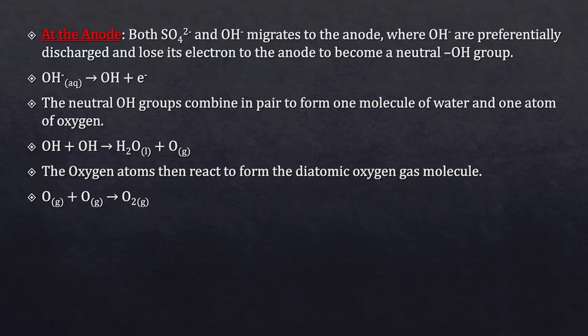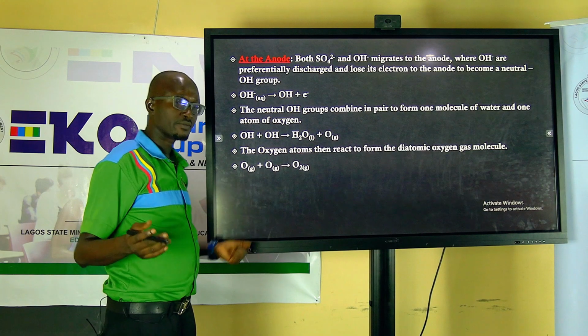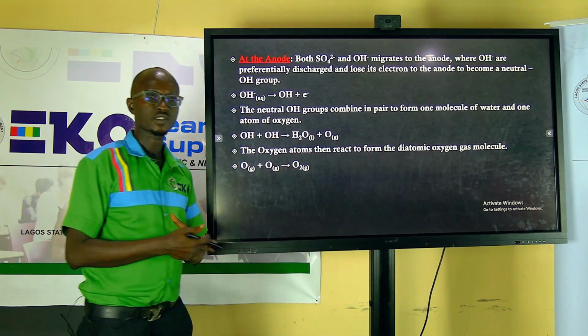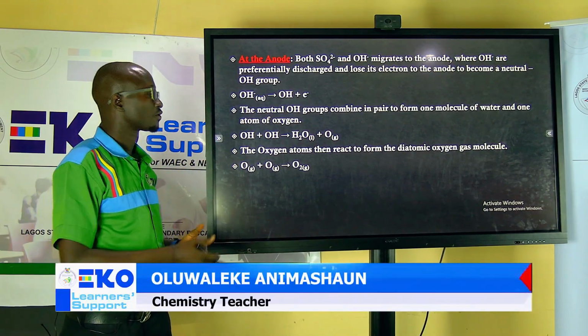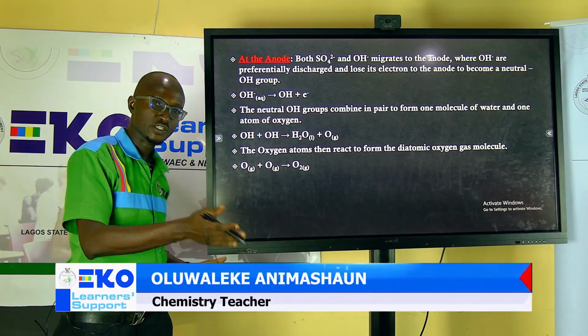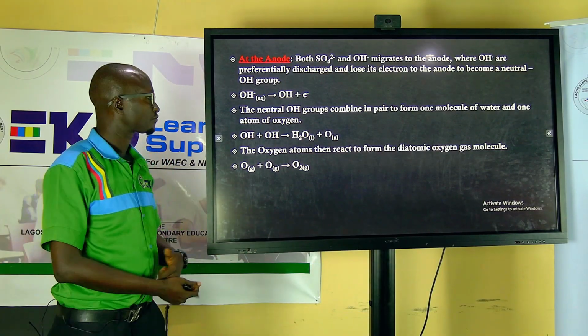At the anode, we have two things competing there. We have the SO4 2- and the OH-. Both of them migrate to the anode. Why do they migrate to the anode? Why don't they go to the cathode? There are some questions as simple as that in WAEC objective. It will ask you which electrode does this particular ion go to.